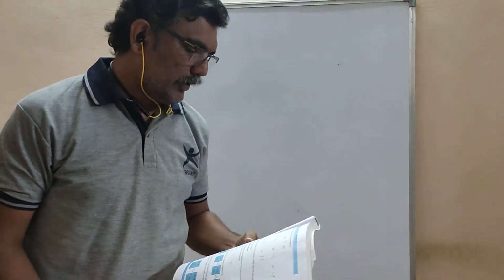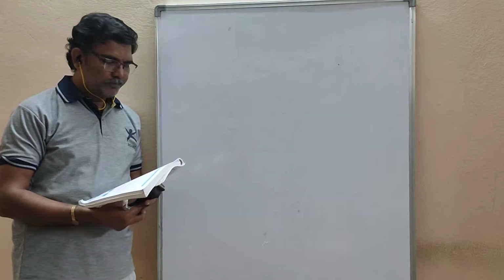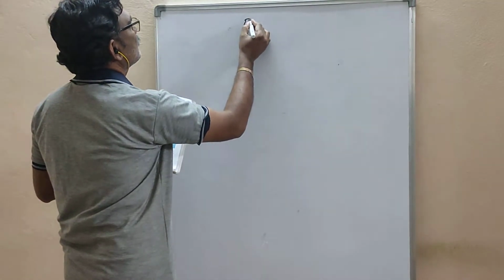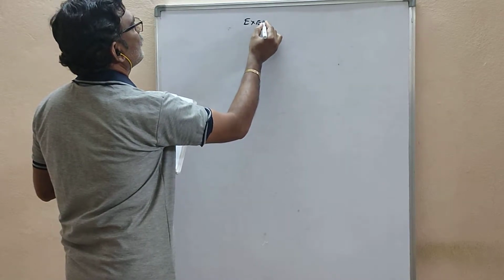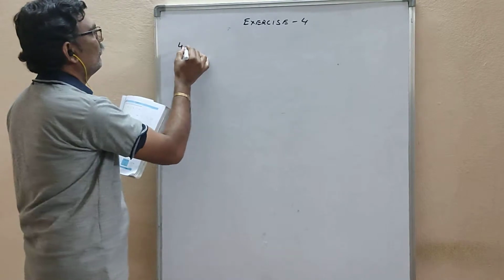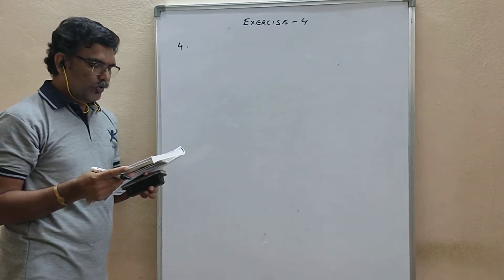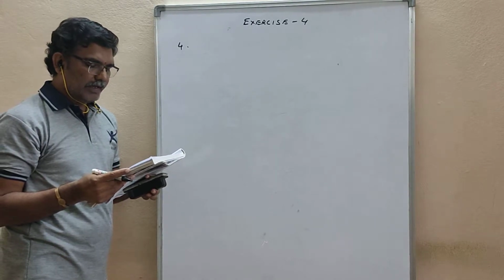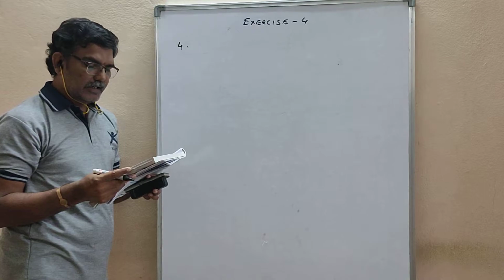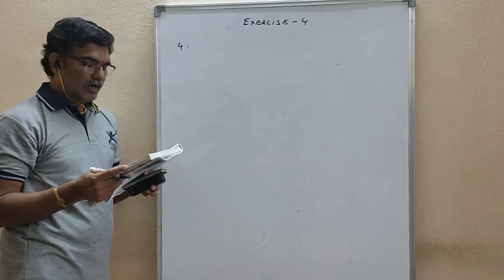Today we'll continue with the fourth problem in exercise number 4. Fourth problem, it is also a verbal sum. Deepak can paint 2 by 5 of a house in one day. If he continues working at this rate, how many days will he take to paint the whole house?